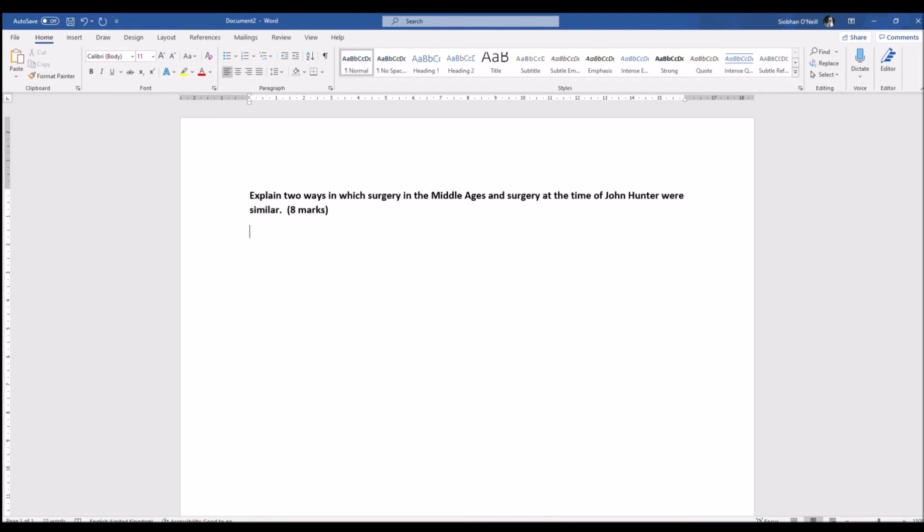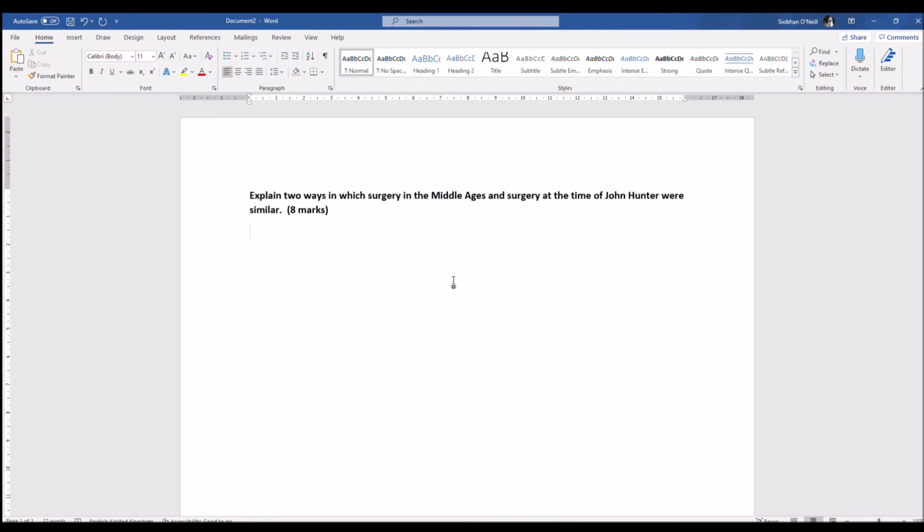Right. Here we go. Oh, timer, let's start that now. And again, writing in those Peel paragraphs. Explain 2 ways in which surgery in the Middle Ages and surgery at the time of John Hunter were similar. And I'm going to talk about pain in one paragraph and blood loss in another.